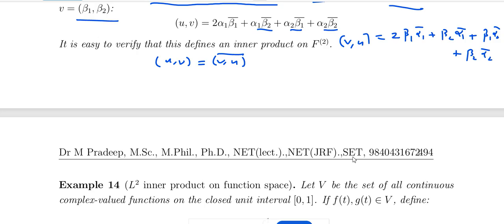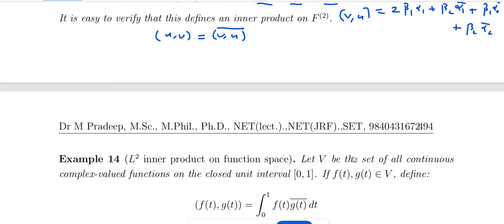So when you take the bar here, V comma U bar is obviously equivalent to U comma V, and U comma V is obviously greater than or equal to 0. In the case of U comma V equal to 0, that is U equal to 0, and linearity in the first argument always holds. Okay, it's a very simple proof, not a difficult one.